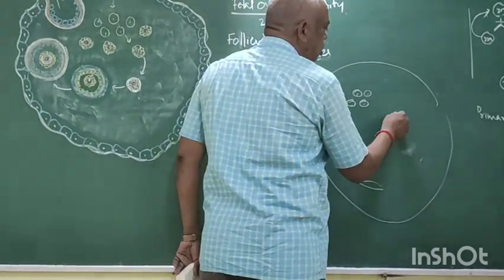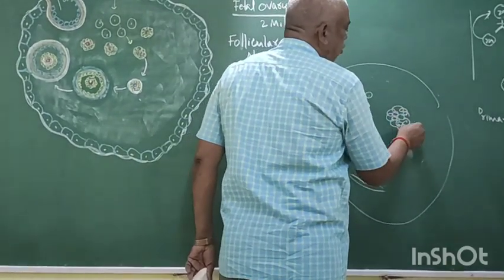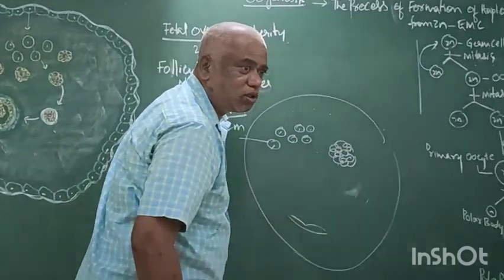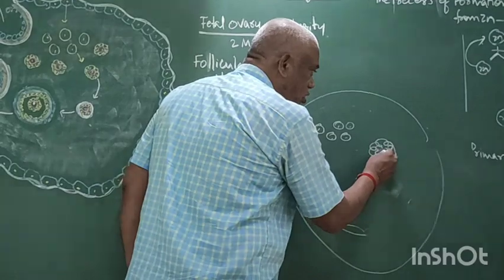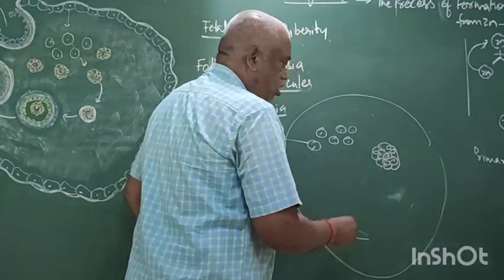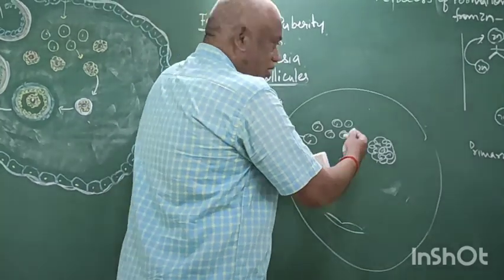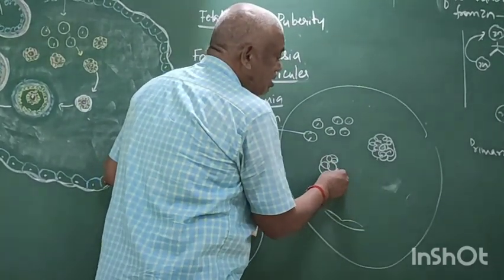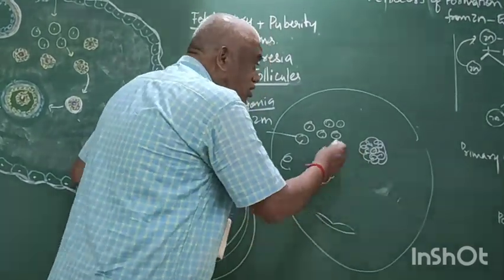Now, this is a cluster. A cluster of oogonia. In this cluster, maybe 100, maybe 1,000. In this cluster, one oogonia. Only one oogonia. Total oogonia, 2 millions. These 2 millions are divided as clusters of cells. Like this, some thousands of clusters.